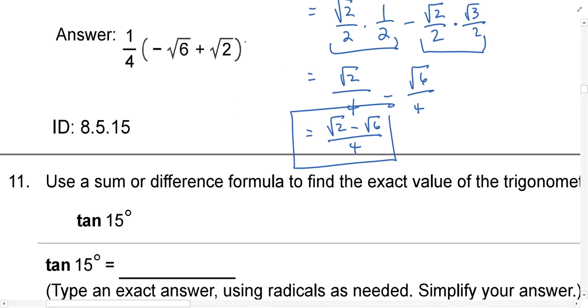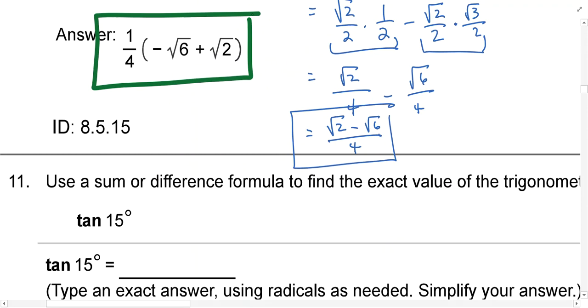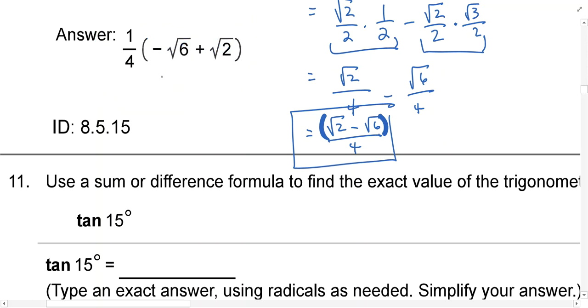You'll notice that the solution in my answer key looks like this, but it is equivalent whether we have a group that's being divided by 4 or a group that's being multiplied by 1/4. The results are the same. And whether we write square root of 2 minus square root of 6 or negative square root 6 plus square root 2 makes no difference. Addition is commutative. So as long as your math is correct and you obtain a correct answer, even in this fractional form, then I know that it will be accepted in Math Excel.